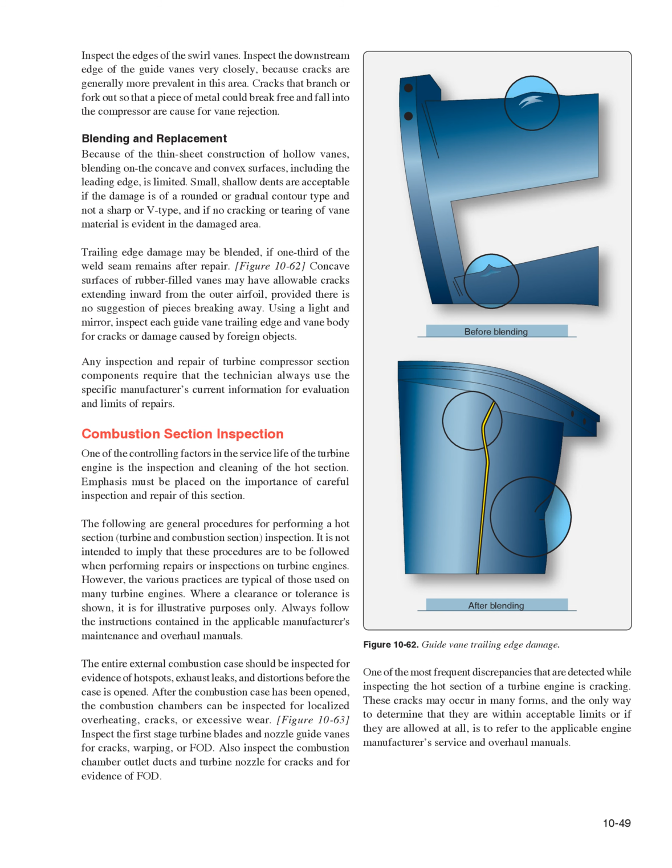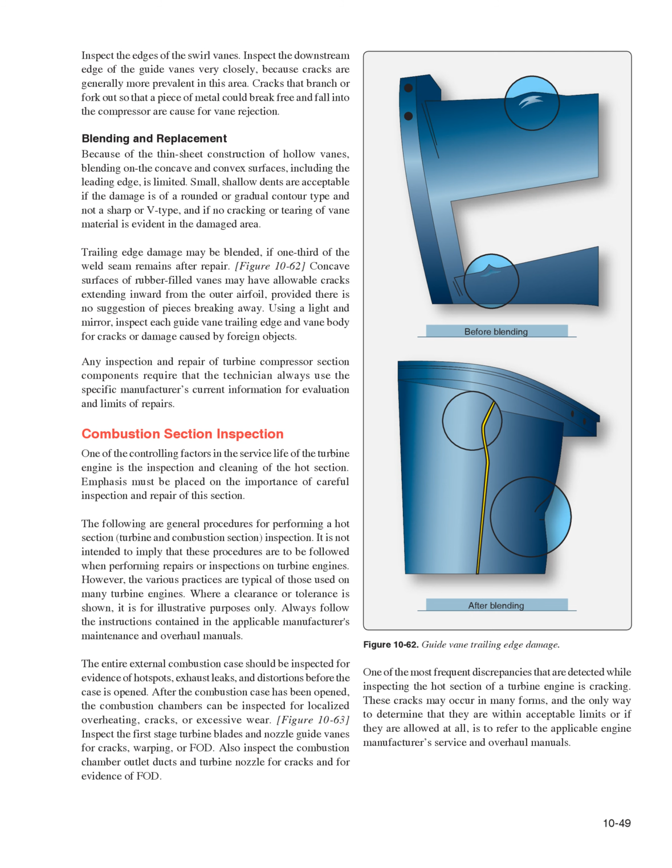The entire external combustion case should be inspected for evidence of hot spots, exhaust leaks, and distortions before the case is opened. After the combustion case has been opened, the combustion chambers can be inspected for localized overheating, cracks, or excessive wear. Figure 1063. Inspect the first stage turbine blades and nozzle guide vanes for cracks, warping, or FOD. Also inspect the combustion chamber outlet ducts and turbine nozzle for cracks and for evidence of FOD.